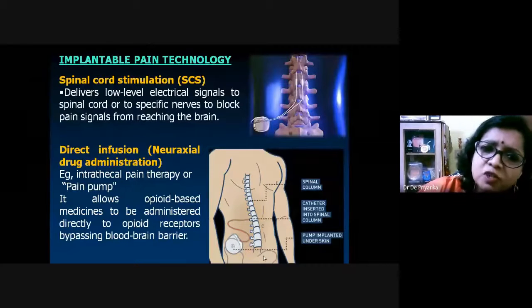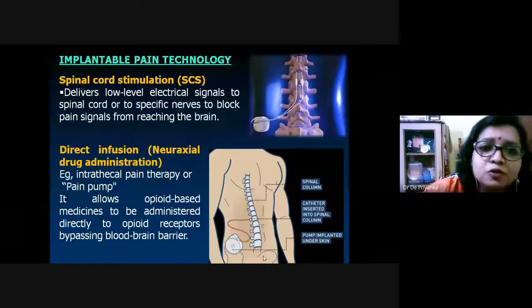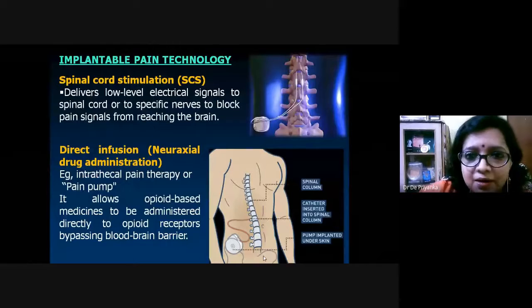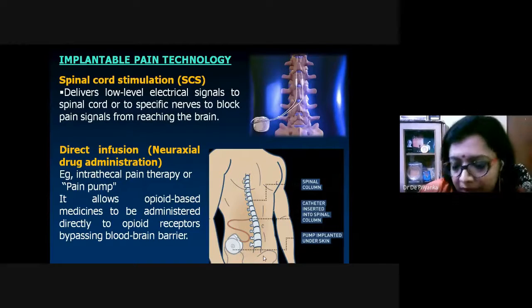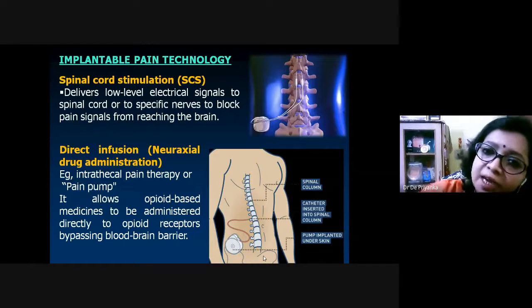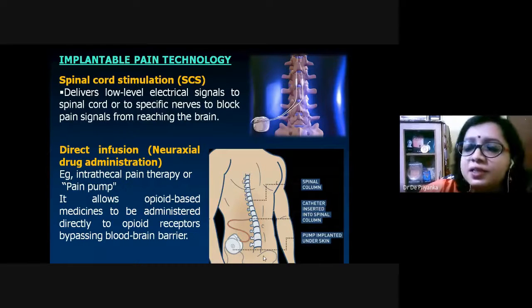Now, there is an implantable pain technology, which is given by the doctors in extreme cases. I'm talking about severe pain. Two things are there. As you know, most drugs, when they are injected through your circulatory system, have to ultimately reach the brain, and they have to pass through the blood-brain barrier. Most of the drugs fail to enter that barrier, so they cannot enter.